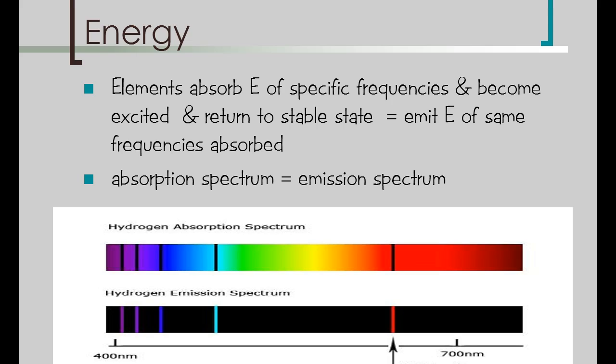That energy is ejected from the atom, and we see that as some form of colored light. Along your spectrum here, your emission spectrum or absorption spectrum, we see the presence or absence of those lines of wavelengths that it absorbed and emitted.